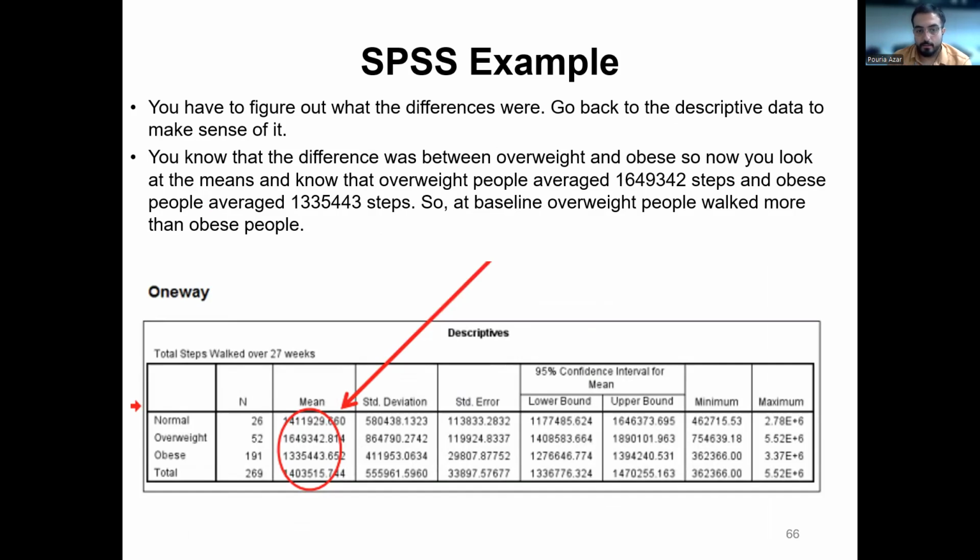And as I said, we can just look at our descriptives, like looking at the mean. These are the means of the total steps. We already know that there is a significant difference between overweight and obese. Overweight is 1,600,000 something, but for obese it's 1,300,000 something. That's the total steps for the obese BMI category.